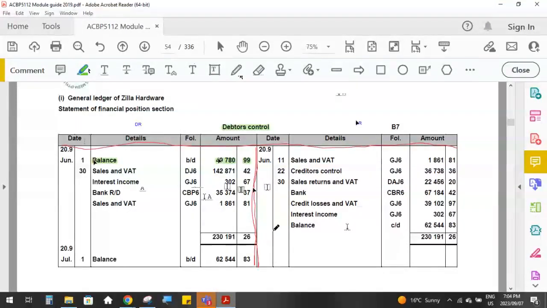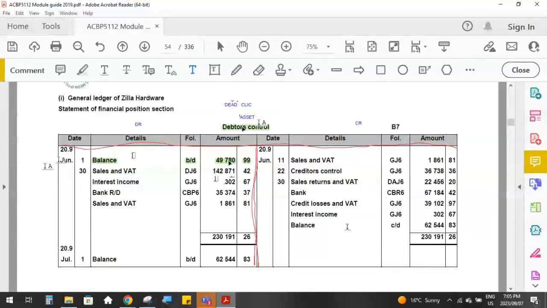Because it is the total of your debtors list, that's money owing to you, which is an asset. Debtors control is an asset, and when an asset increases, we write the amount down on the left-hand side, on the debit side. So the balance brought down goes on the debit side. Remember, also always write this down so that you don't get it wrong. Your DEAD CLIC.